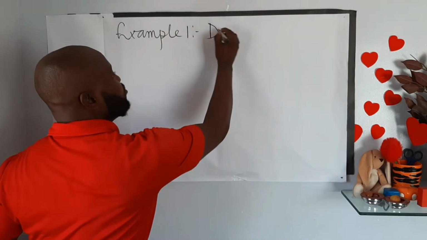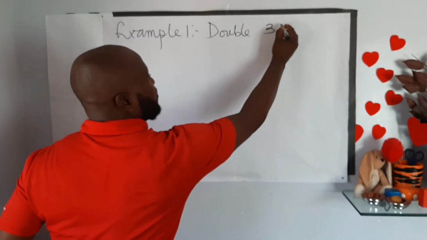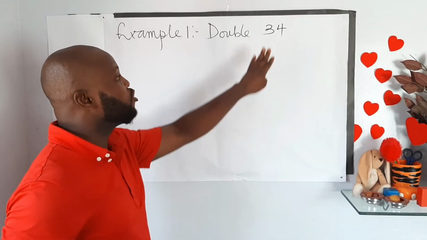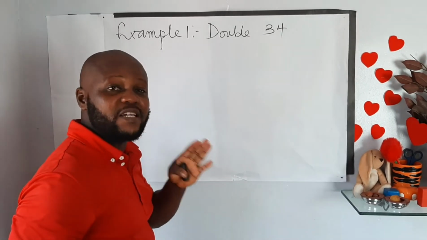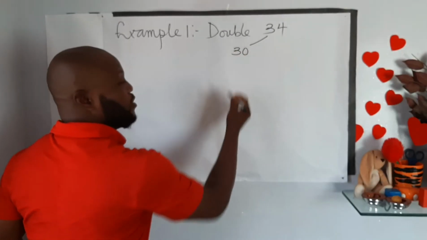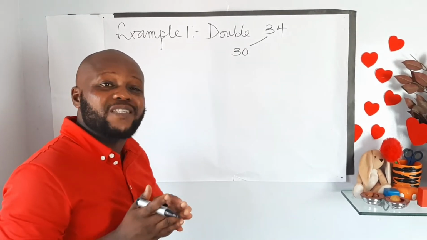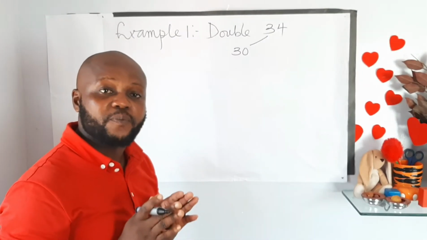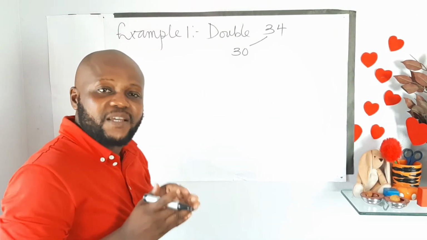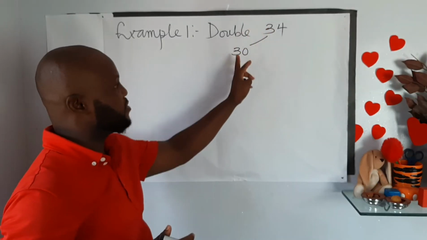If you're asked to double 34, I know that 34 is an even number. So I'm going to double 34 based on its place value. 3 here is 3 tens. 3 tens is the same thing as 30. Alright? 3 lots of 10 or 10 lots of 3. That's the commutative property that works for multiplication. That is 3 times 10 is the same thing as 10 times 3. So 3 lots of 10, 3 tens, 30.